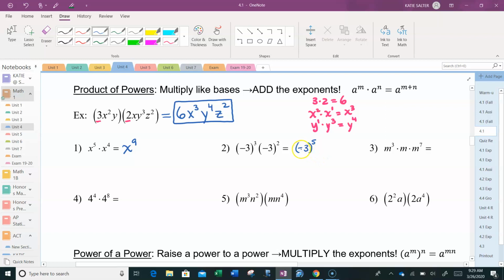If you multiply a negative by itself 5 times, because it's an odd number of negatives, our product would still be negative. And then you would just kind of use a little multiplication tree.